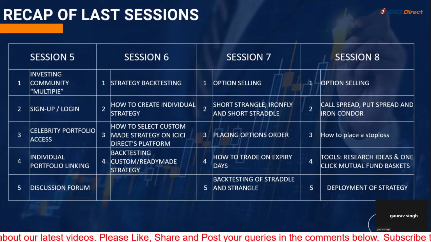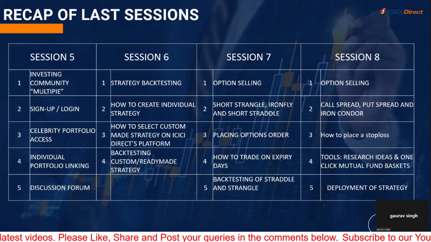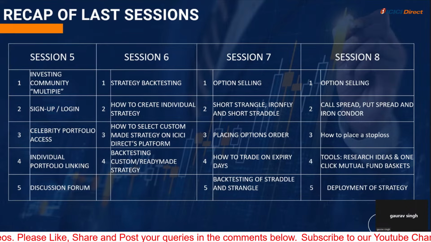Next, sessions 6, 7, and 8 were all about options, backtesting, option selling, and different strategies. How do you make those strategies? How do you backtest them? And how do you trade straddle, strangle, put spread, and call spread? And also, what should one do on expiry day? So sessions 6, 7, and 8 were all about that.